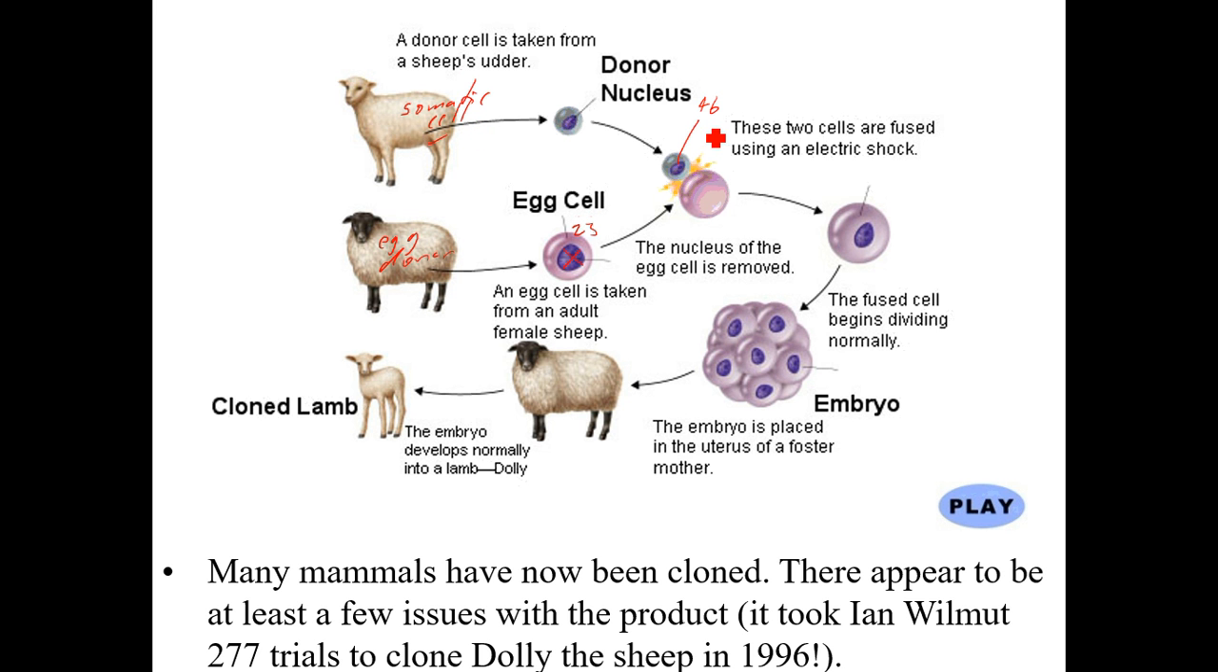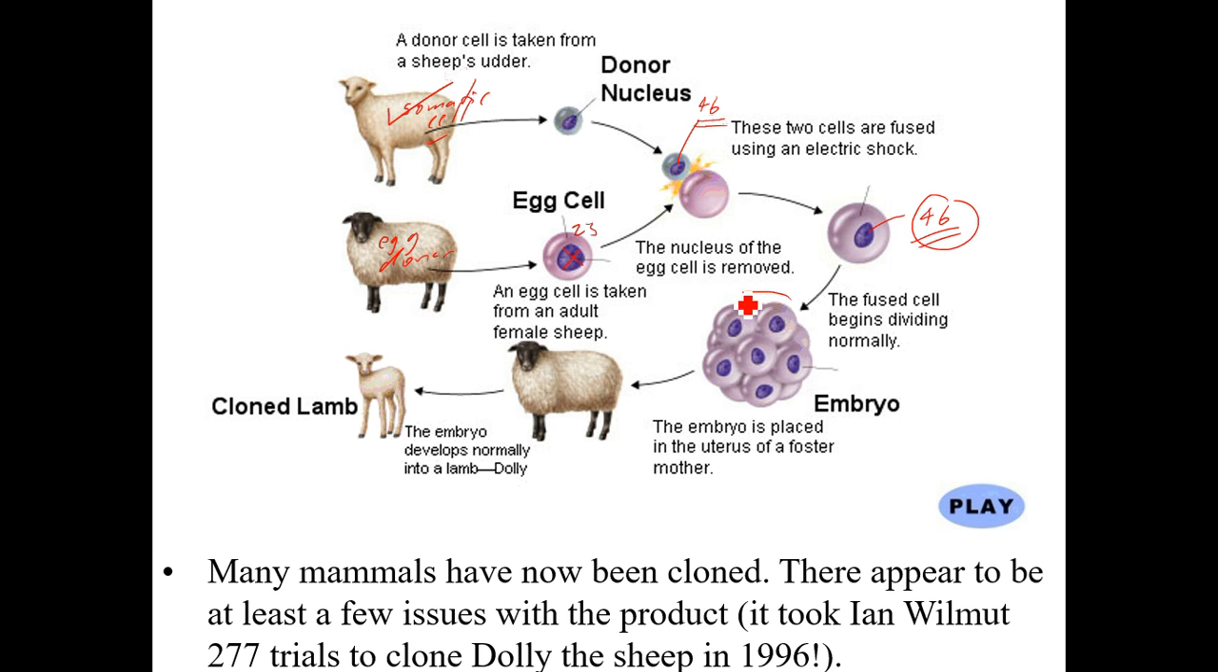We fuse it with another cell that has 46. Now we do have the equivalent of a fertilized egg, only we don't have half of the chromosomes coming from each parent. Every single one of these chromosomes came from this sheep here. Again, the number is not 46 chromosomes when we're talking about sheep. I'm just using that number.